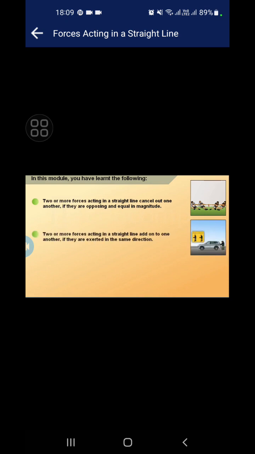In this module, you've learned the following. Two or more forces acting in a straight line cancel out one another if they are opposing and equal in magnitude. Two or more forces acting in a straight line add on to one another if they are exerted in the same direction. Two or more forces reduce the effects of one another if they are of different magnitudes and act in opposite directions.